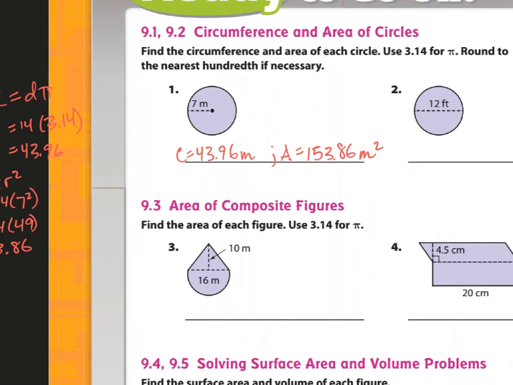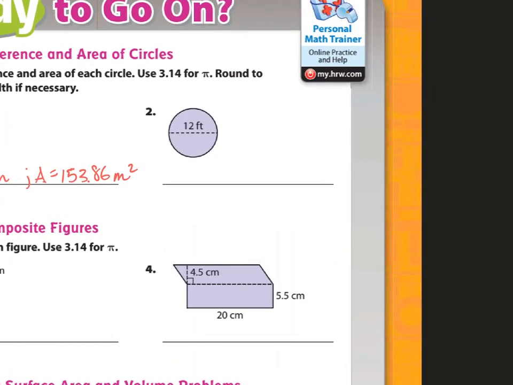Okay, number 2. We have blue on this one. So the circumference, what circumference is diameter times pi. That's just 12 times 3.14, which is 37.68, and this is done in feet.